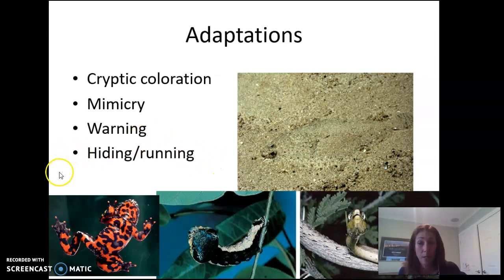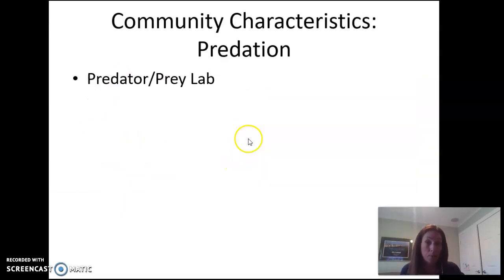Another thing is warning. So anytime you see any type of bright colors in nature, that's a warning to not eat that, because a lot of times those are poisonous. Now also you can have mimicry of warning colors. So not every bright colored thing you see is poisonous, but it could be mimicking that. And then of course there's hiding and running.